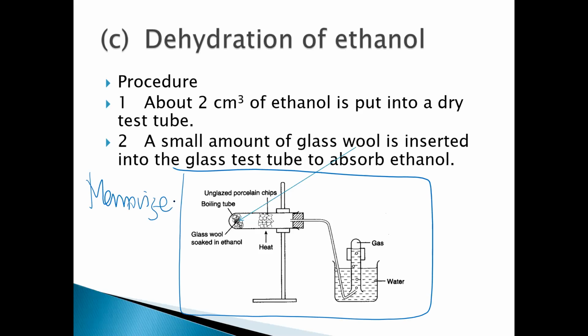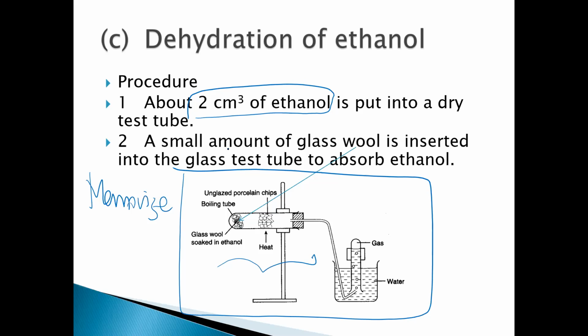How's the experiment like? I take 2 centimeter cube of ethanol, okay? And I put it into a dry test tube. It must be this way, it must be horizontal. This part here must be horizontal. So I put ethanol into a dry test tube, okay?